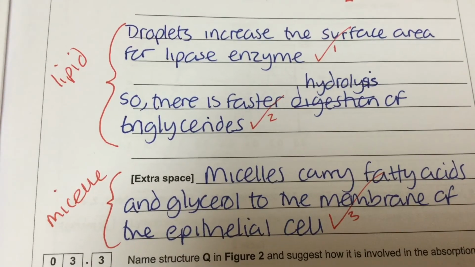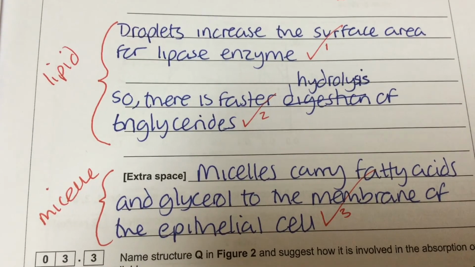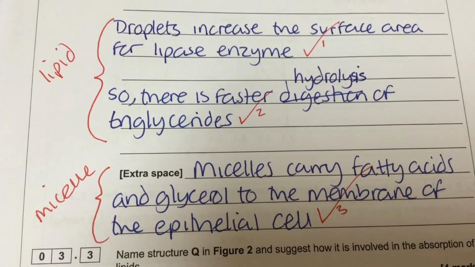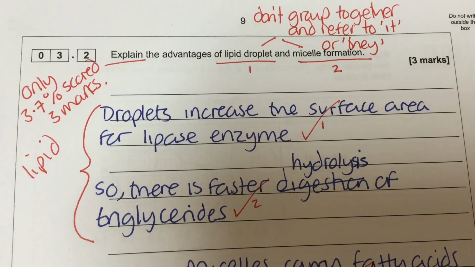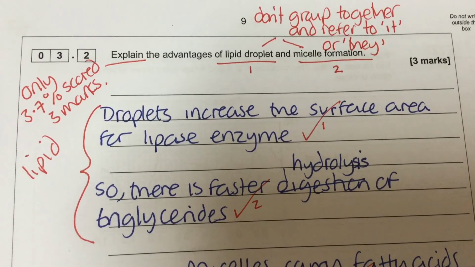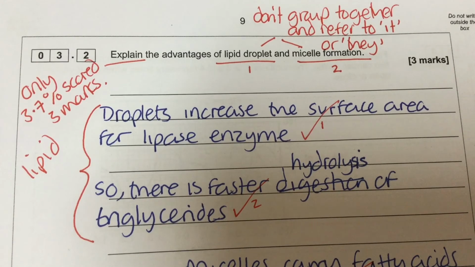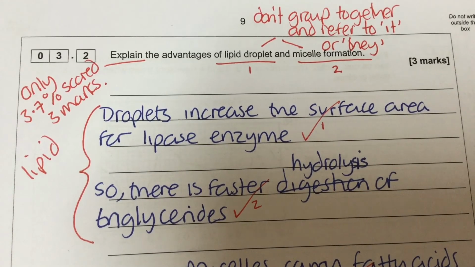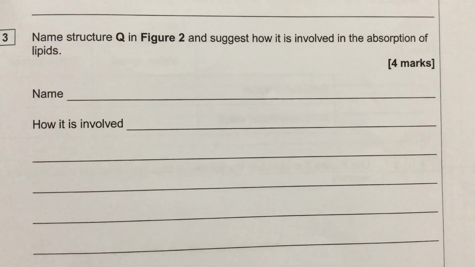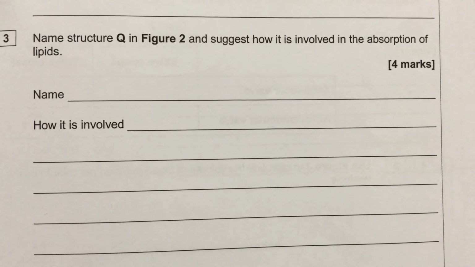We've now said 2 things about the lipid. Let's talk about the micelle. Well, the micelle carries fatty acids and glycerol to the membrane of the epithelial cell. That's all the mark scheme wanted. If I'd been answering that question, I would have been tempted to write a little bit more because I would have wanted to talk about the advantage of the micelle. I probably would have talked about how the micelle maintained the fatty acids and glycerol in small units because they were in an aqueous environment. As it turned out, they didn't want that, but I think that is a misuse of the word advantage in the actual question when it says explain the advantage of micelle formation.